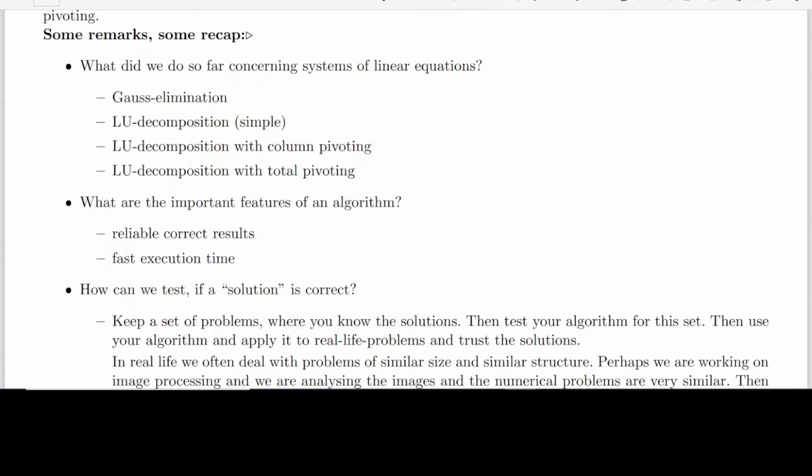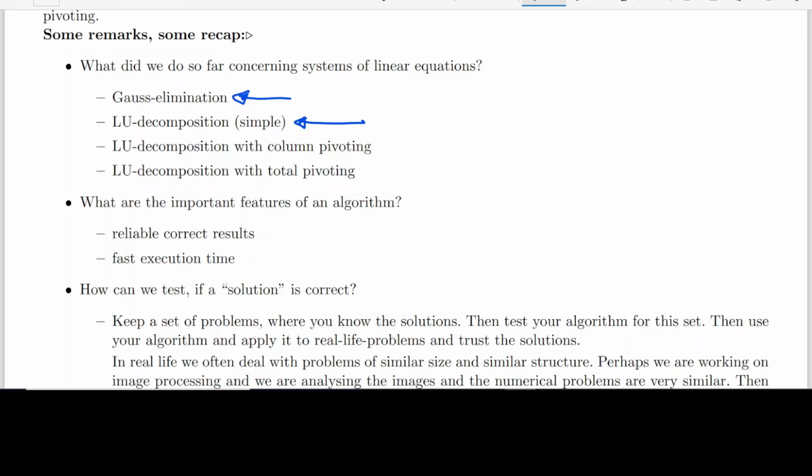So let's talk about systems of linear equations and what we have done so far. First we started with normal Gaussian elimination. And then we said let's write that down in a slightly modified way. Let's decompose the coefficient matrix A as a product of L and U. L is a lower triangular matrix and U is an upper triangular matrix. So we can easily exchange the right hand side B and we don't have to do the whole calculation again. That was the motivation for the LU decomposition.